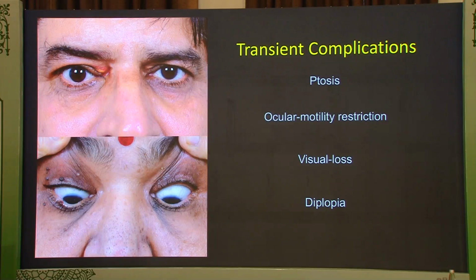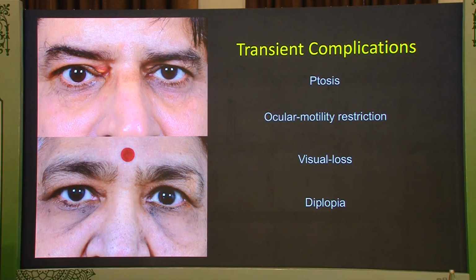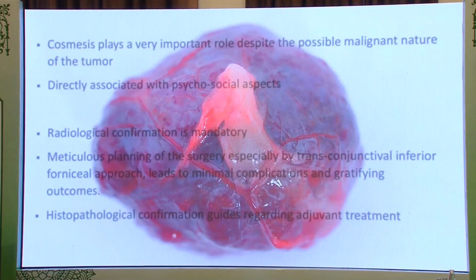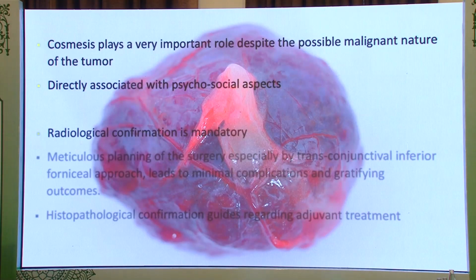Especially in cases where the lesion is abutting the optic nerve, please inform them about the possibility of visual loss. And again, we go further. As you can see, these patients did pretty well. So to conclude, cosmesis plays a very important role despite the possible malignant nature of the tumor, directly associated with the psychosocial aspect. Radiological confirmation is mandatory. A meticulous planning of the surgery, especially by transconjunctival inferior fornicial approach, leads to minimal complications and gratifying outcomes.